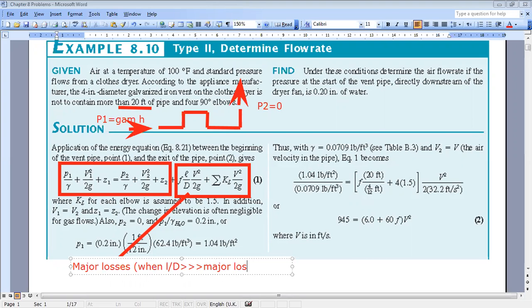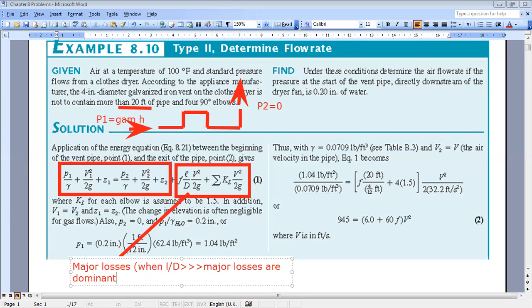So sometimes in the given they tell you neglect minor losses. So you only account for the major losses, and when they say this, it means that L over D is very large. Okay, so major losses become dominant.